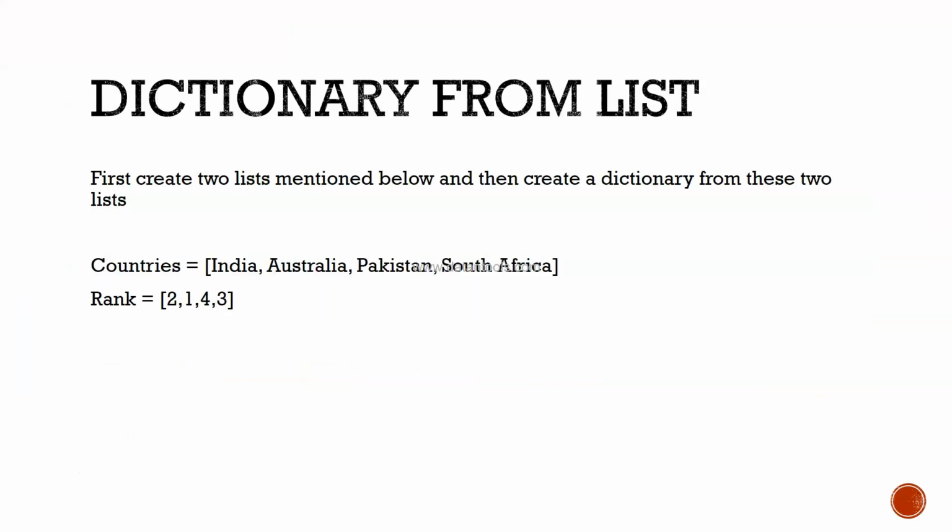Okay, quiz time. Dictionary from list. First create two lists which are mentioned below, and then create a dictionary from these two lists. If you find any difficulty in creating that, just look the video again, or even after that, if you still are not able to create it, let me know your question in the comments and I will respond to you.